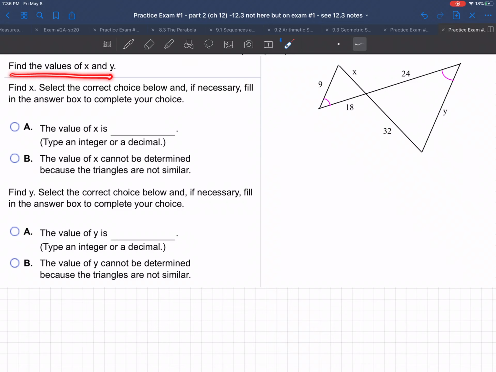Find the values of x and y. Okay, so we have these triangles, this one and this one over here, and we're trying to figure out x and y. Let's start with x here.